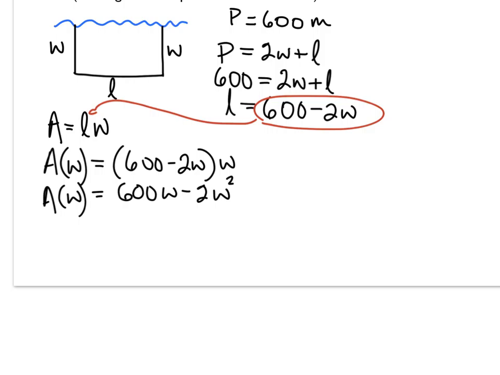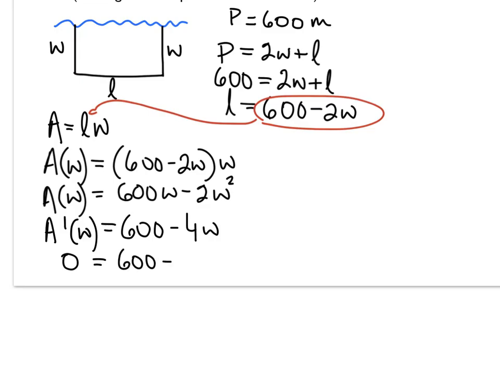Now the question is asking us to maximize the area, which means maybe we should take the derivative and set it to 0. The derivative is 600 minus 4w. Let's set that to 0. Skipping a few steps, w is equal to 150. So we know that this is the width at the maximum area.